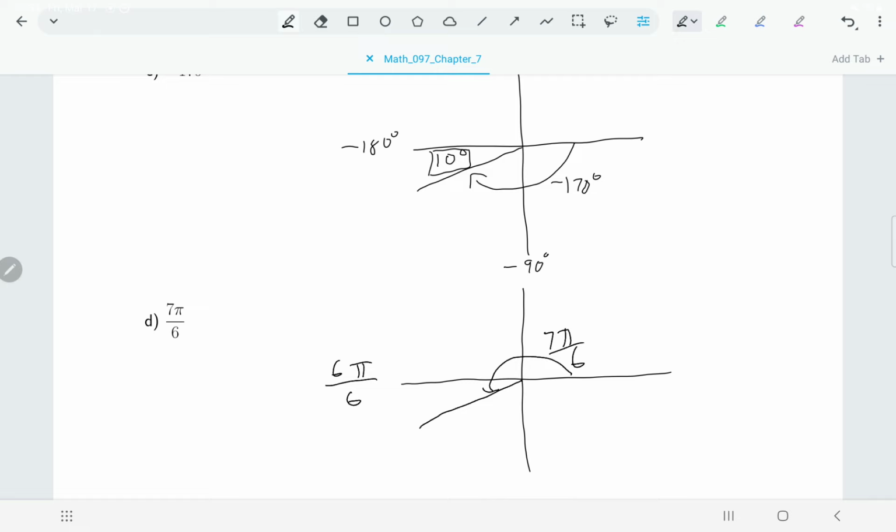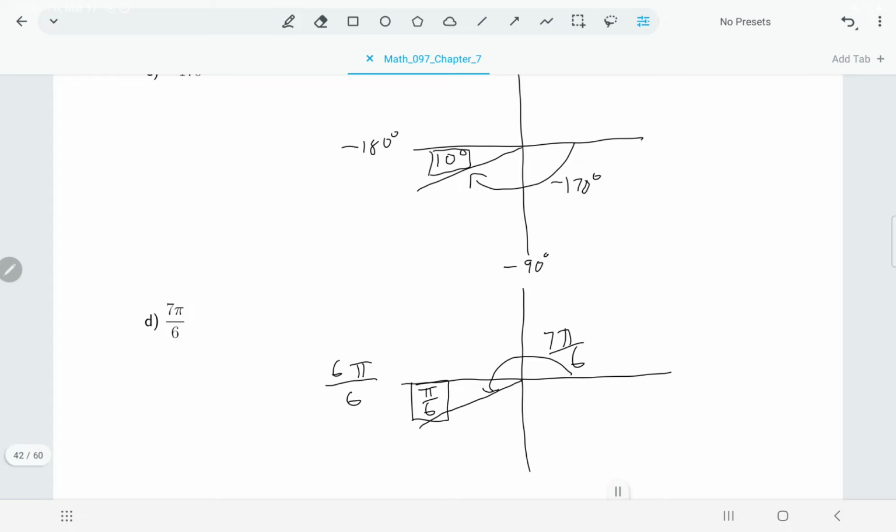And I can also figure out what my reference angle is without even having to do any conversion back and forth. Since it's 6 pi over 6 to get to the x-axis, and it's 7 pi over 6 to get to my terminal side, then the difference between the 6 pi over 6 and the 7 pi over 6 is a difference of 1 pi over 6. So as it turns out, my reference angle should just be pi over 6.